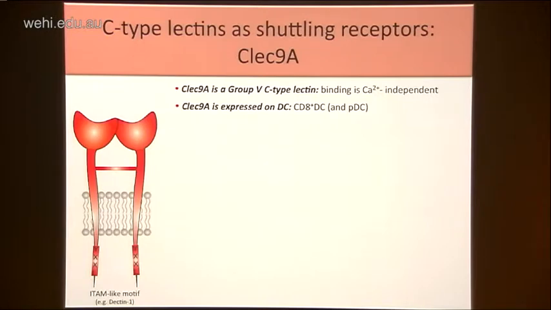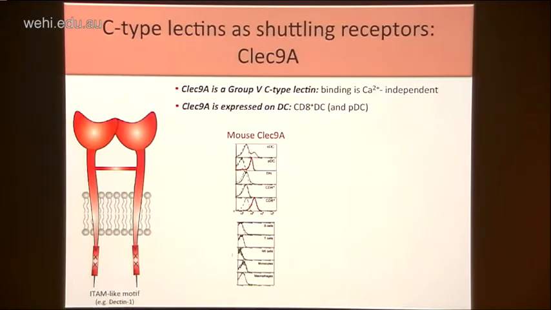As I mentioned to you, it's expressed on CD8 positive DCs. I mean, that's where we cloned it from, but it's also expressed on plasmacytoid DCs. And I won't talk at all about plasmacytoid DCs, not because I'm ignoring them, but because we have yet to date never found a function of CLEC9A in plasmacytoid DCs. So it's not just us, no one has at this point. So until they do, this is a moot point. I don't know why it's expressed on plasmacytoid DCs.